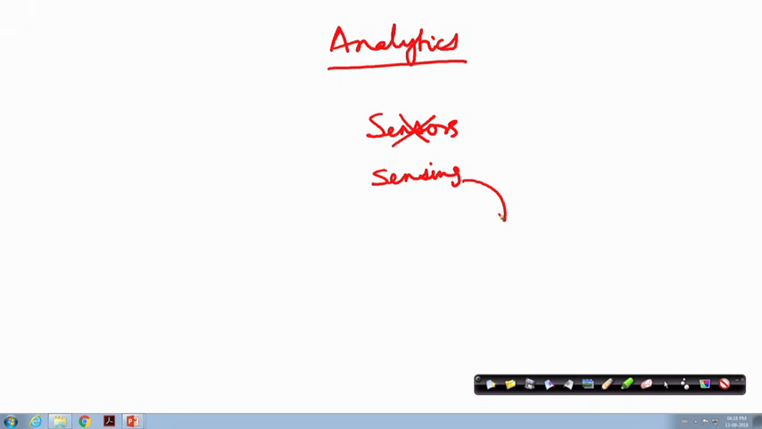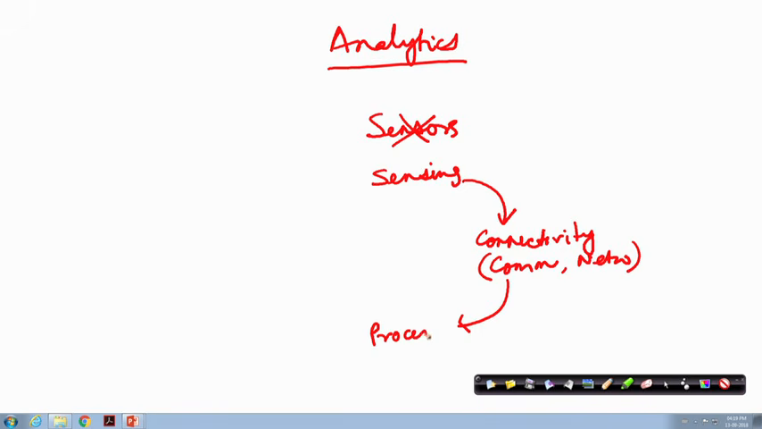From sensing, we have to send the data over a network. So, let me call it connectivity. So, connectivity, and in the previous module we have seen a lot about the different possibilities of connectivity. That means talking about communication protocols, network topologies and so on and so forth. Thereafter, the data that is sent over the network will have to be processed, right. That means computing.